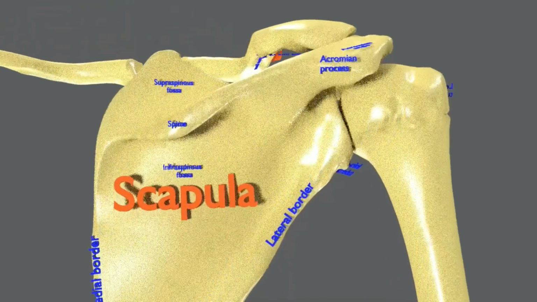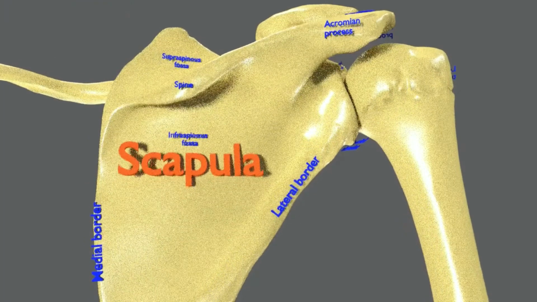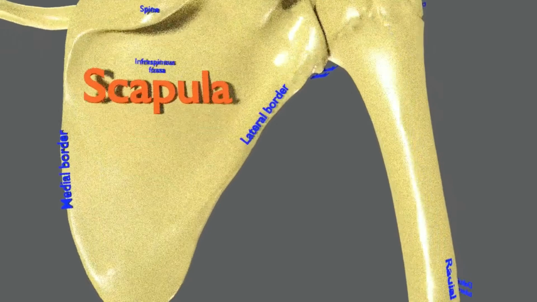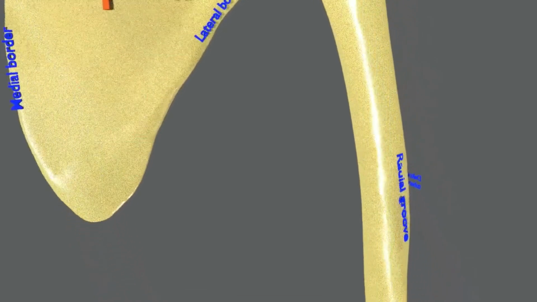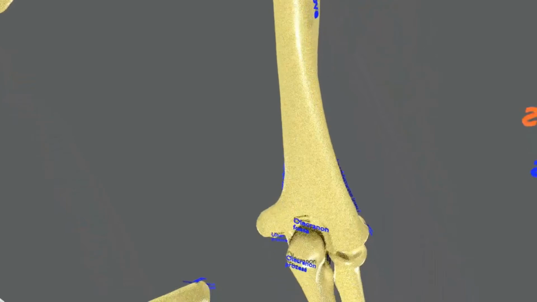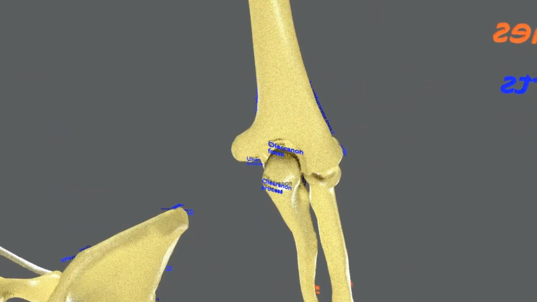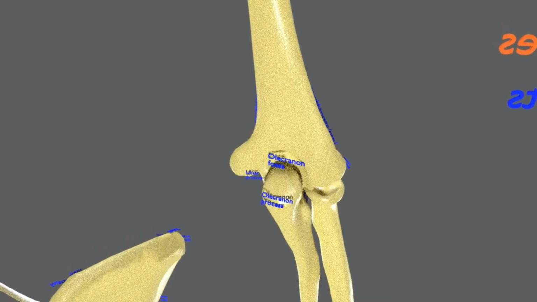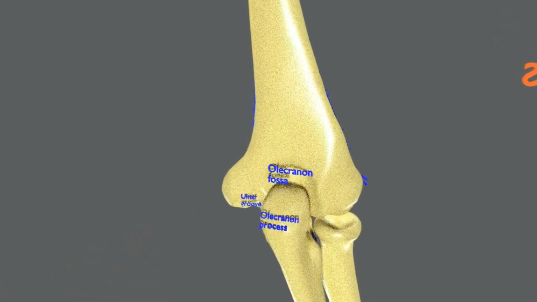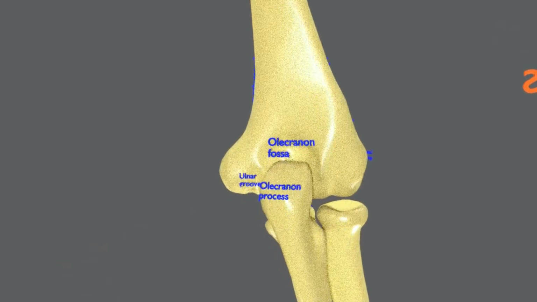Now you see the posterior view of the scapula with its 3 borders: lateral border, superior border, and medial border. Coming back to the elbow joint, posterior view, where the olecranon process of the ulna is present, nearby the olecranon fossa of the humerus. Medially, the ulnar groove of the humerus is also seen.